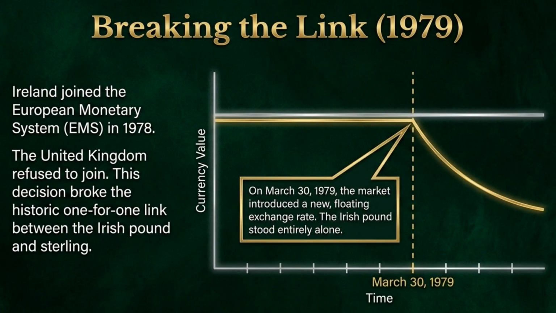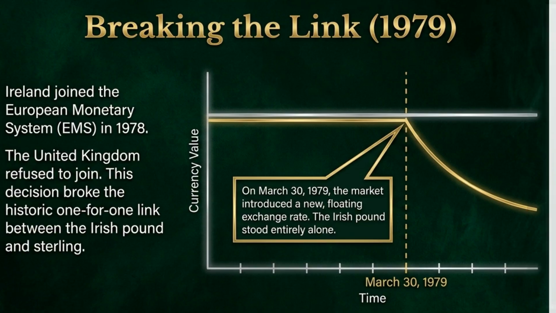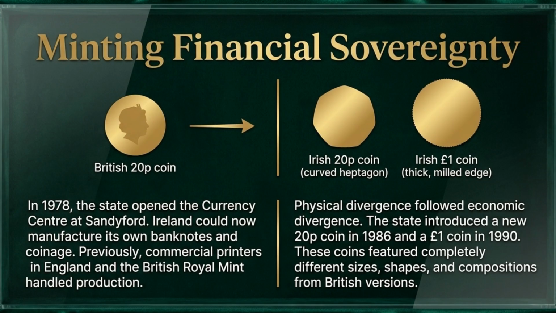In 1978, Ireland joined the European monetary system. The UK's refusal to join broke the historic one-for-one link, introducing a new floating exchange rate for the Irish pound on March 30, 1979. Ireland achieved financial sovereignty by opening the Currency Centre at Sandyford in 1978, allowing it to manufacture its own currency. This led to the introduction of distinct coins like the Irish 20p and £1 coins, different in size and shape from British versions.